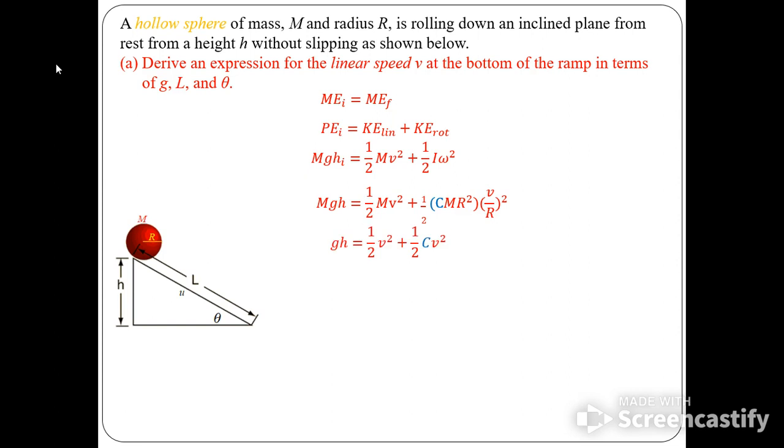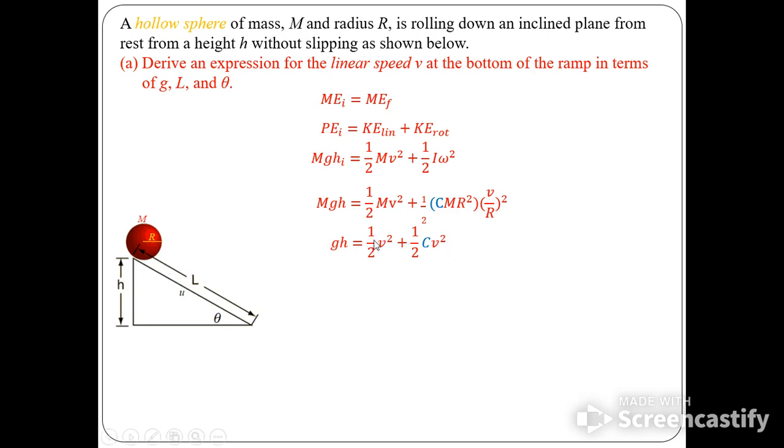If you distribute the square to the v and the R on the right term, you notice that the R squared and the R squared here will cancel out. That leaves you with 1/2 C v squared. And you notice mass appears in each term, so that gets canceled out. So in the next statement, where my arrow is, you don't see any mass involved.